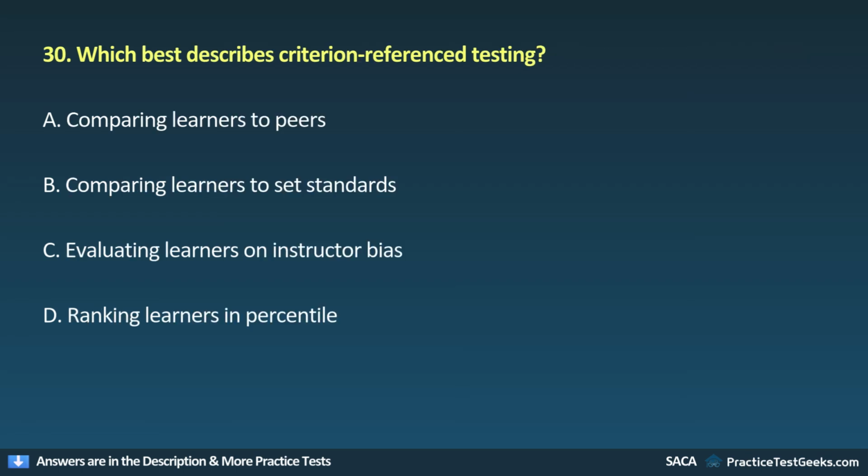30. Which best describes criterion reference testing? A. Comparing learners to peers. B. Comparing learners to set standards. C. Evaluating learners on instructor bias. D. Ranking learners in percentile.